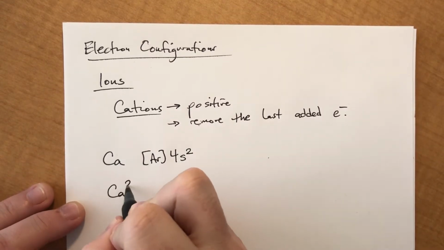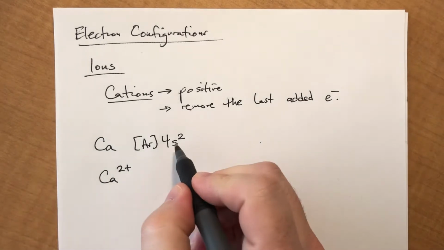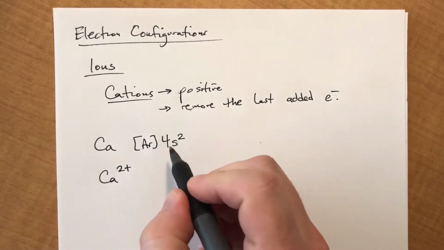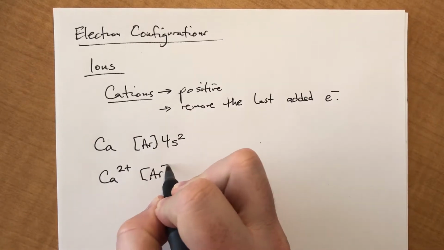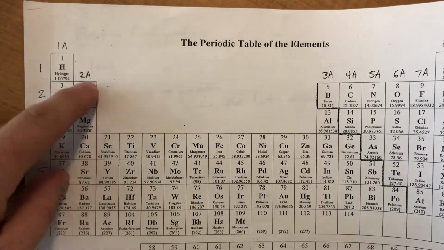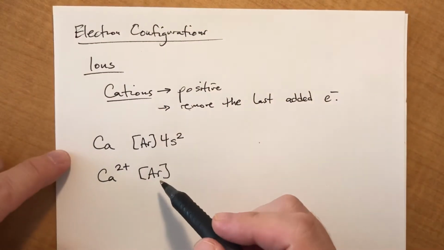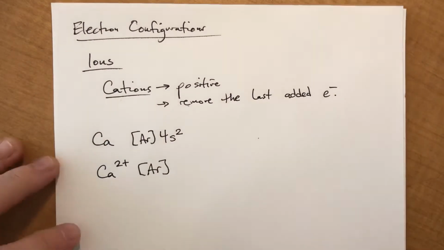Now calcium typically forms a +2 charge because it's in the second column, so great. We just remove these last two electrons that we added. So it's just argon, which is why things in the second column form a +2 charge, because they're left with a noble gas electron configuration. They tend to be very, very stable.